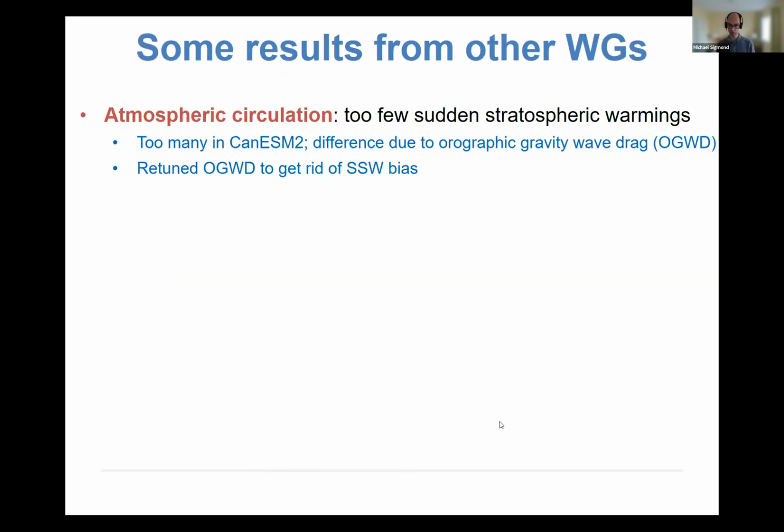All right, so some results from other working groups. Atmospheric circulation, we looked at the stratospheric warming frequency. These are the sudden warmings occurring mostly during the winter. I found that there are generally too few sudden warmings in CanESM5, whereas there were too many in CanESM2. And so this also could have implications for seasonal forecasts, because stratospheric warmings are a source of seasonal predictability. And we found that these changes between CanESM5 and CanESM2 are related to changes in the orographic gravity wave settings. And we did some retuning to get rid of this bias.